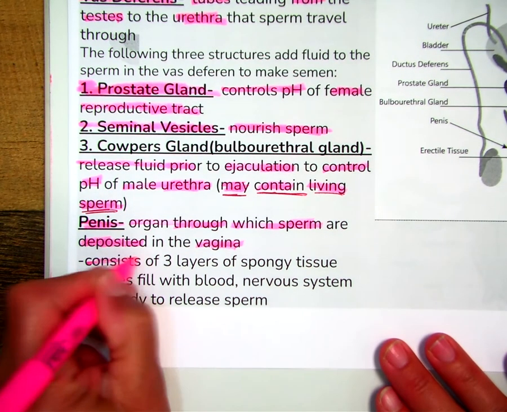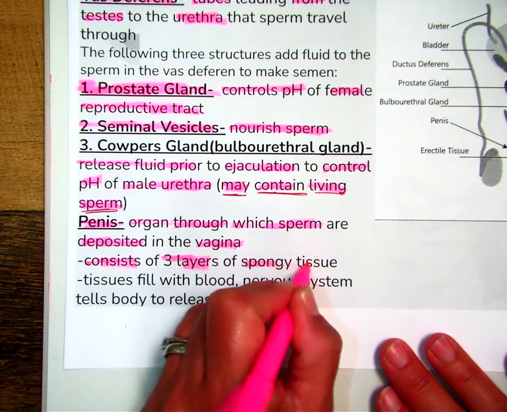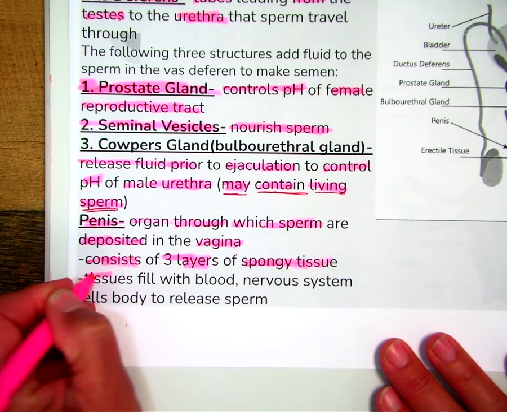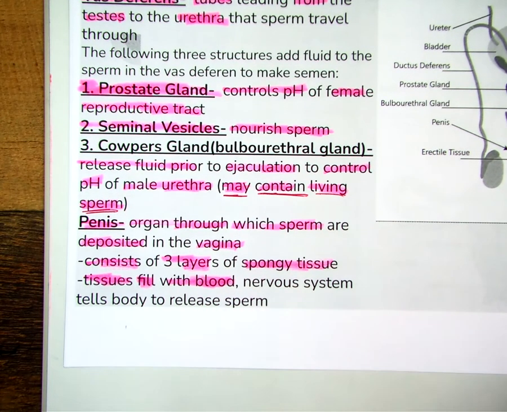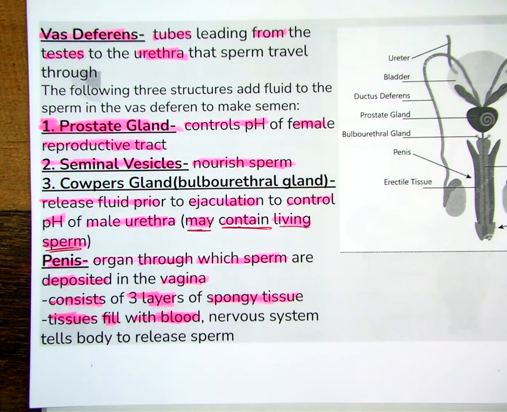It consists, if you've had health class, you've talked about this too, of 3 layers of spongy tissue. And what happens, it fills with blood. That's what the erection is. It's blood in that spongy tissue. And then in combination with the nervous system, it will tell the body when to release the sperm. Okay, and it deposits the semen.